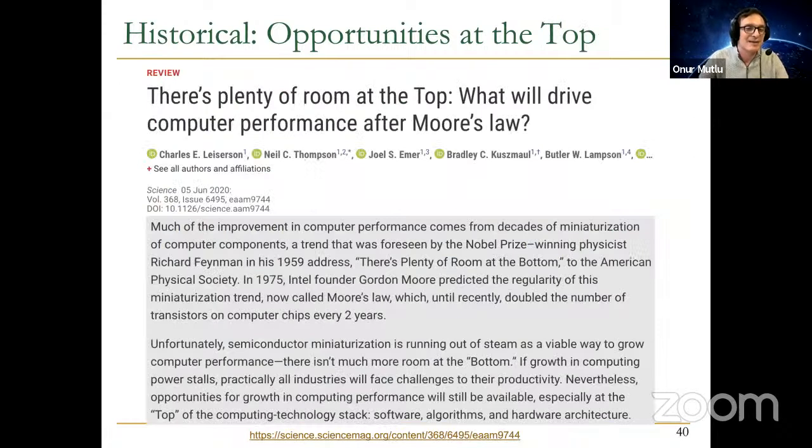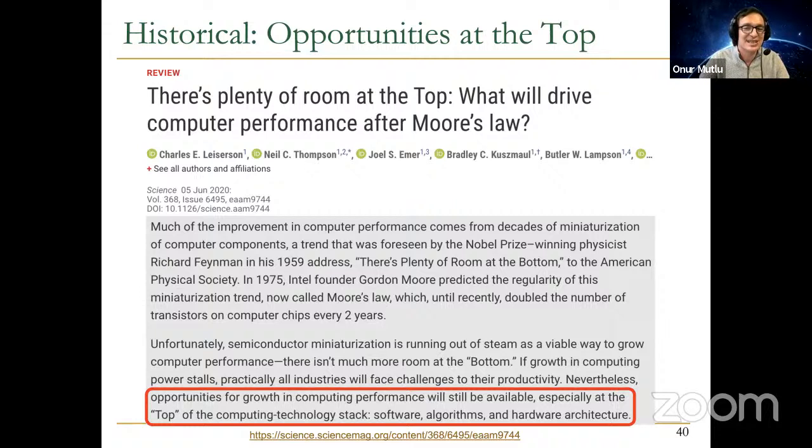So as a result, people are writing papers that look kind of like this: there's plenty of room at the top. If technology scaling ends at some point, which is getting close, then at the top of the computing technology stack, we need to innovate a lot more, at the software level, algorithms, and hardware architecture, these folks are arguing. And I think that's true also, because as technology scaling becomes difficult, it becomes difficult to get performance and energy improvements just by doing nothing, right?